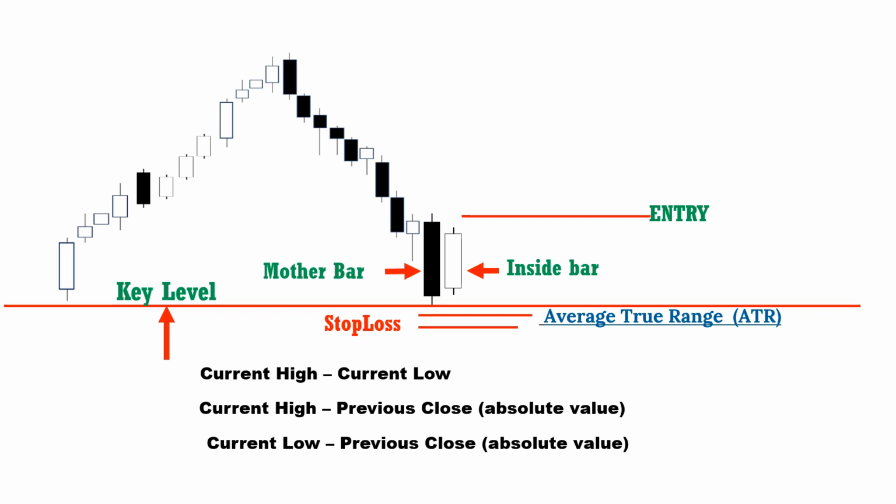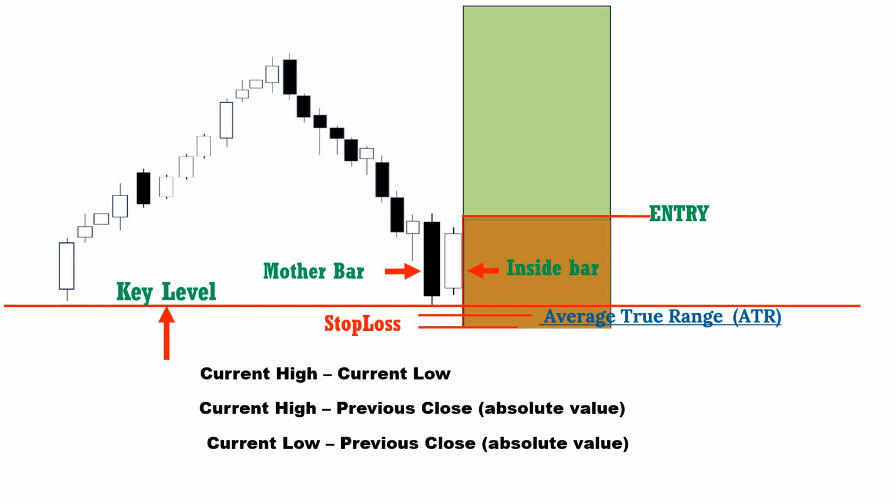Position size is the amount of money you are willing to risk on a single trade. Risk-reward ratio is the ratio of your potential profit to your potential loss on a trade.